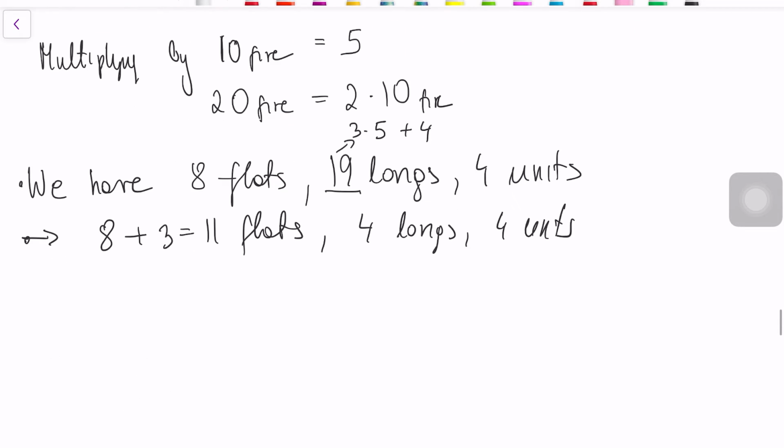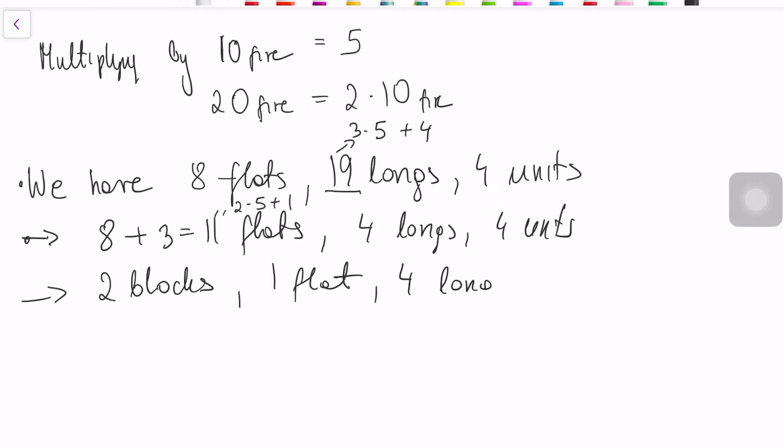As I wrote here. But now what happens with 11 flats? Well, again, I group by 5. So 11 is 2 times 5 plus 1. So that's going to give me 2 blocks, because whenever I get 5 flats, it forms a block, right? So that's going to give me 2 blocks, and 1 flat, because I had 11. So 1 flat will remain, 4 longs and 4 units.